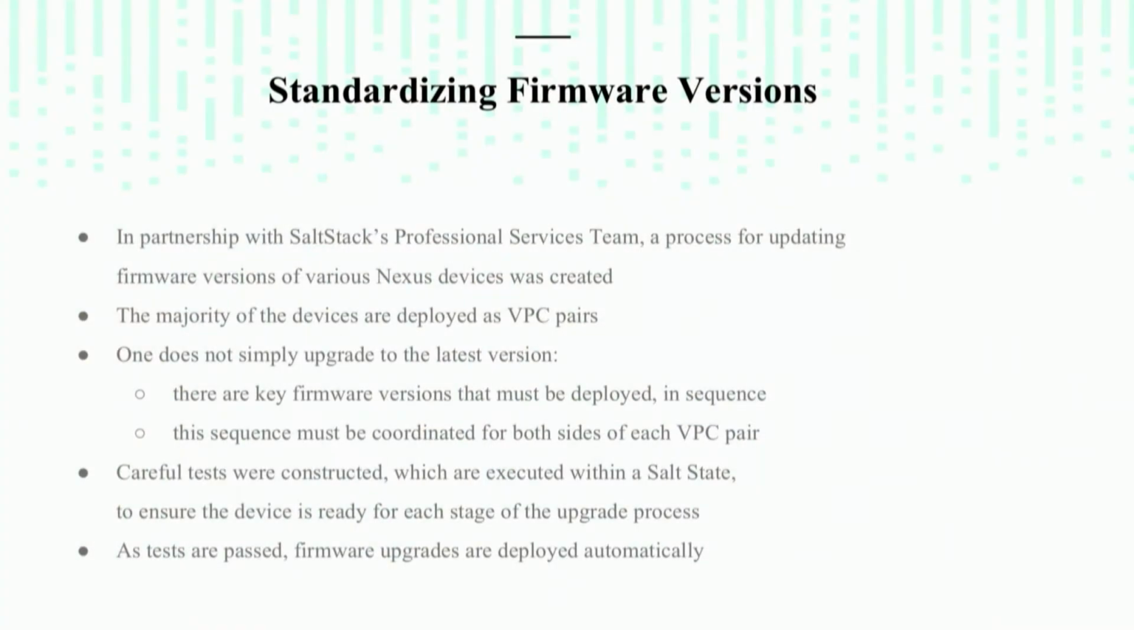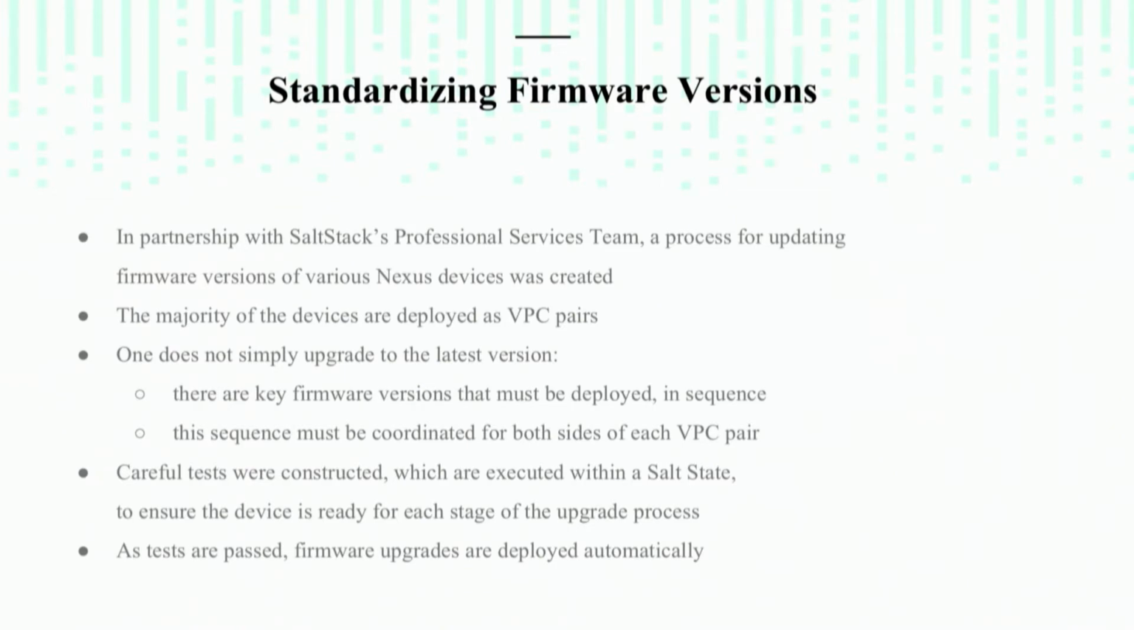But you can't just do that. You can't take a switch that's on 5 and jump it straight to 7 or 9. You have to do step upgrades. It has to be a sequence and coordinated, especially since most of these switches are deployed in a VPC pair, so we've got a primary, secondary. We can't blast the primary up from 5 to 7 and leave the secondary hanging in the wind. You'll kill it. So we had to carefully construct tests in a lab that didn't have customers on it to make sure this would work.